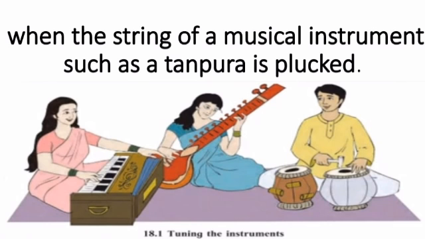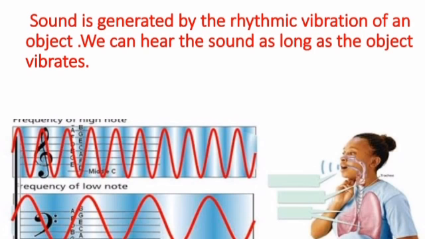When the string of a musical instrument such as a tanpura is plucked, the string can be seen to vibrate, but the two ends of the vibrating string are still. As it vibrates, the string moves to one side of the central position and comes back to the central position. This motion of the string is repeated again and again at fixed intervals of time. Such motion is called periodic motion.